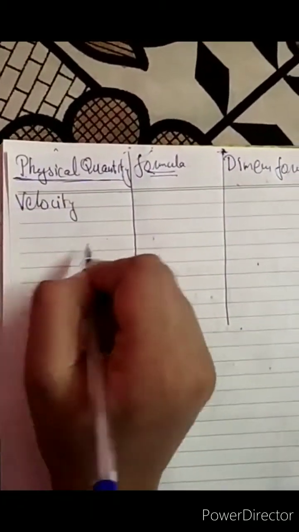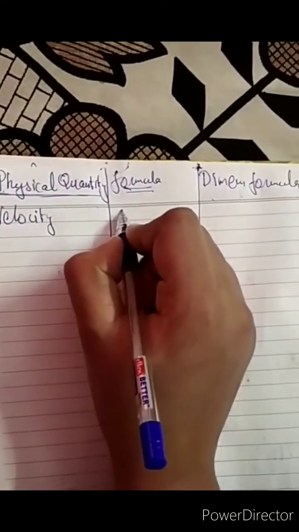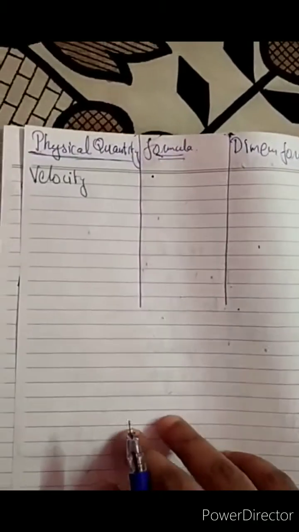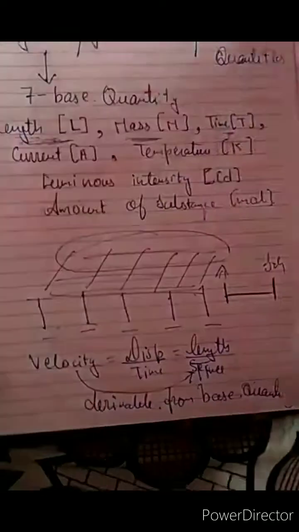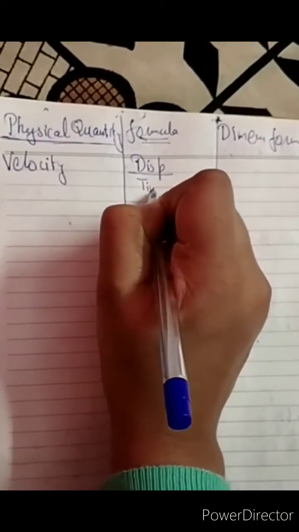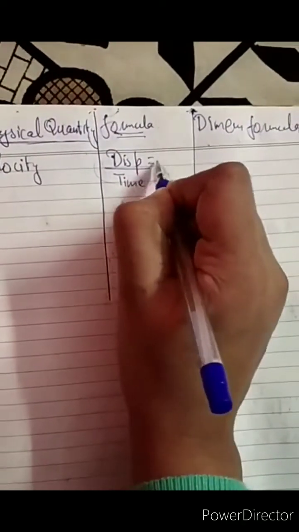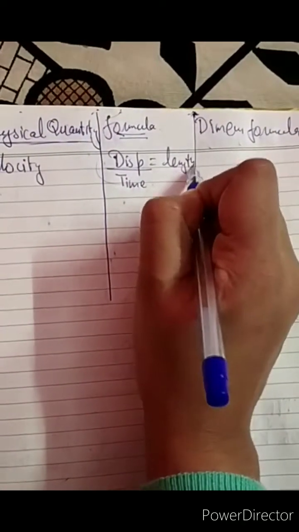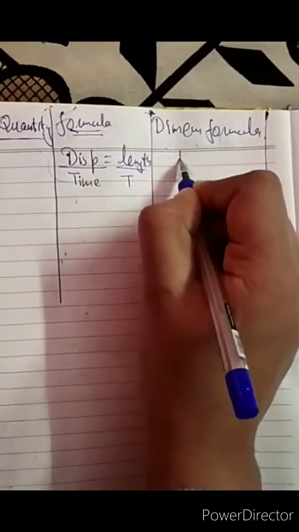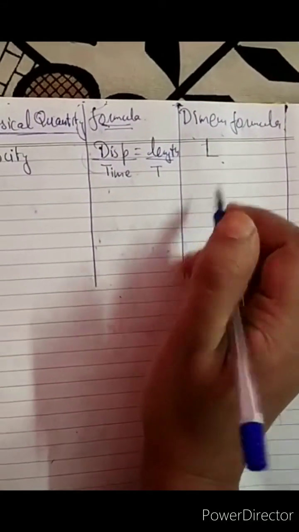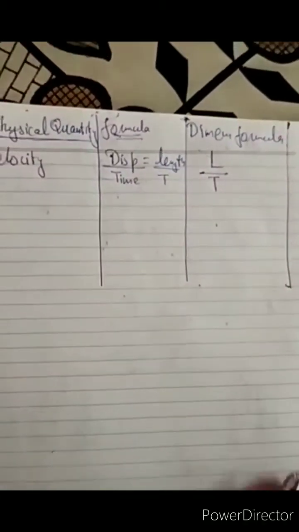What is velocity? I told you velocity is nothing but displacement upon time. Can we break displacement down? We know that displacement is nothing but length. So length upon time. L is length, correct, and T is time, correct. Now, what is the SI unit?